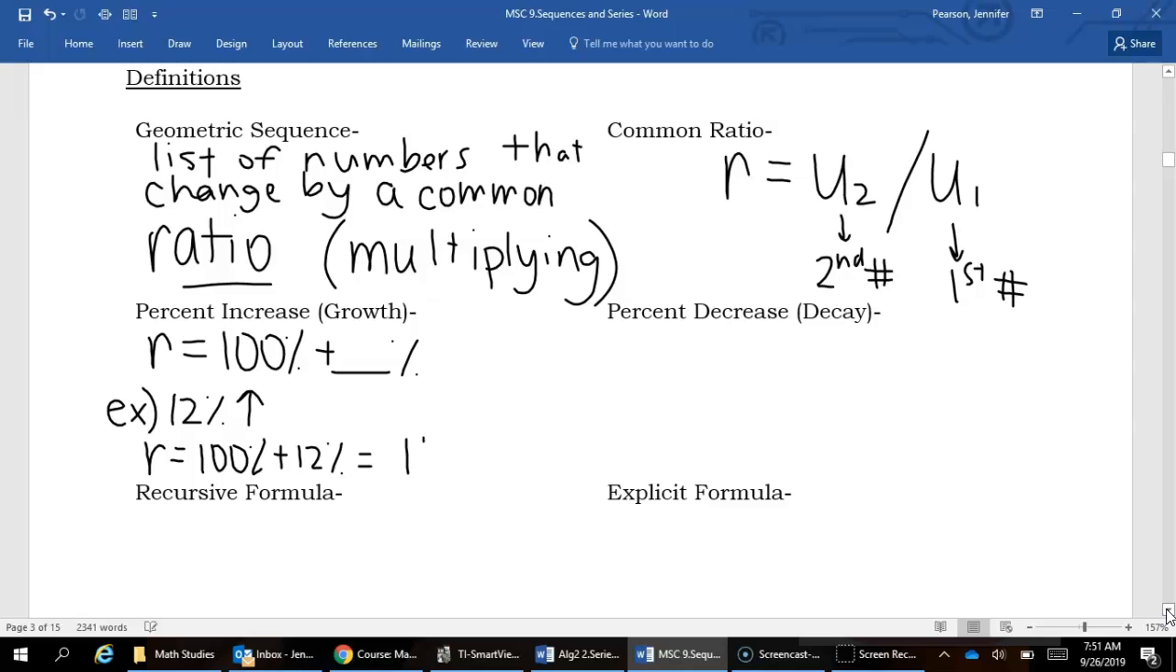That is 112%. Now, with percents, we need to remember that we want to move the decimal 2 spaces to turn it into a decimal. And so my actual ratio in this case would be 1.12.